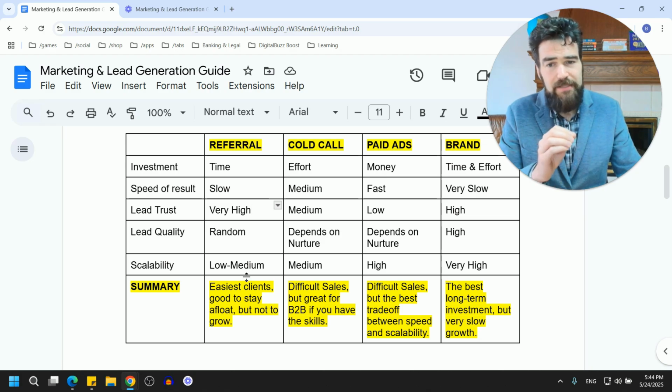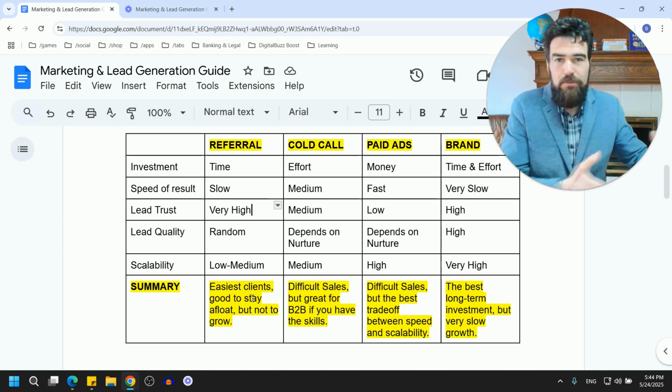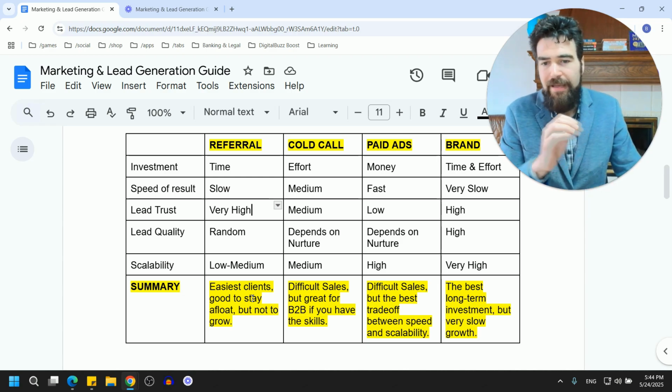So to summarize, referrals are the easiest clients you can get because the trust is very high and you don't have to put any effort into it aside from just growing your business. And these clients are good to stay afloat, but they're not good to grow.